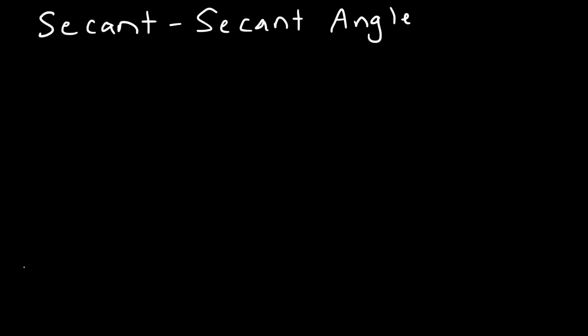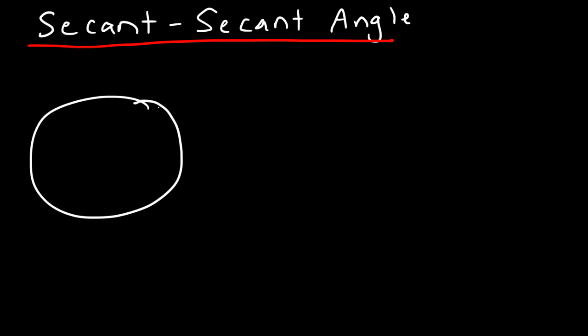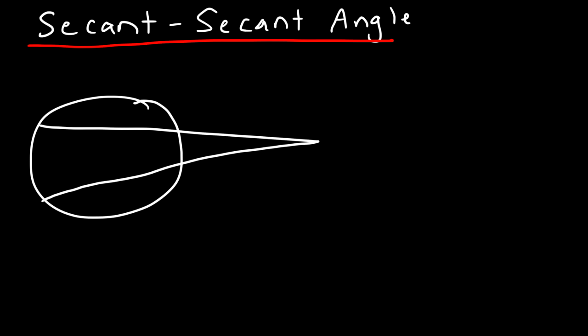Now let's review the formula for the secant angle. Like the tangent angle, this angle also lies outside of the circle. And the formula is similar to the formula of the tangent angle. So first, let's draw a picture. We're going to have two secants which extend from a common endpoint, and that is going to be endpoint C. Recall that a secant line touches the circle at two points, and the same is true for a secant segment.